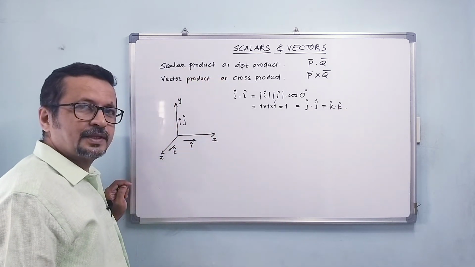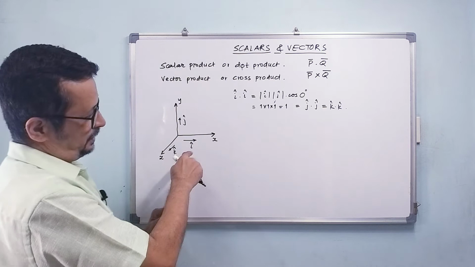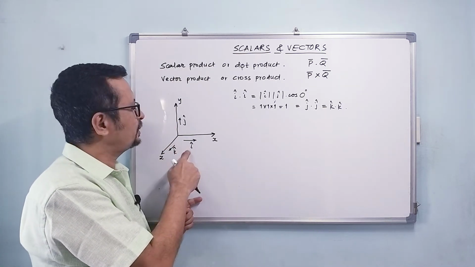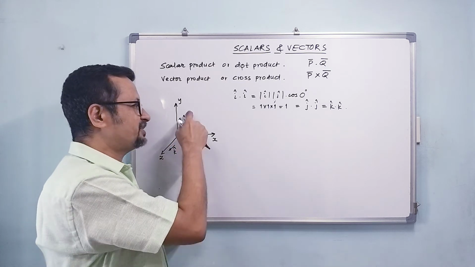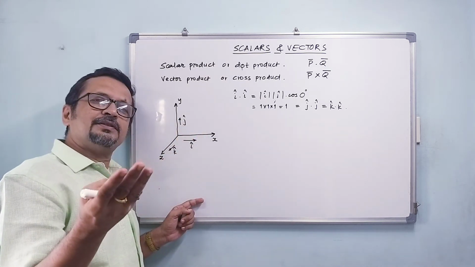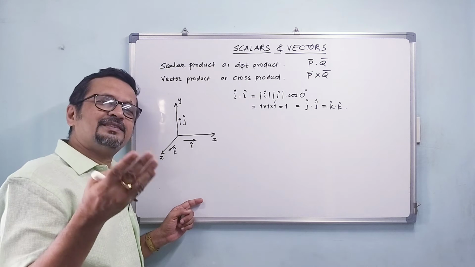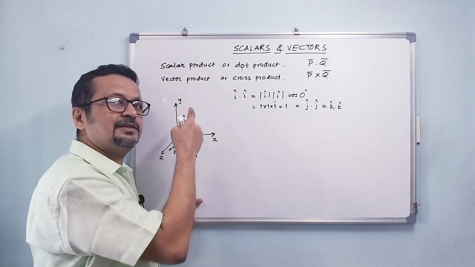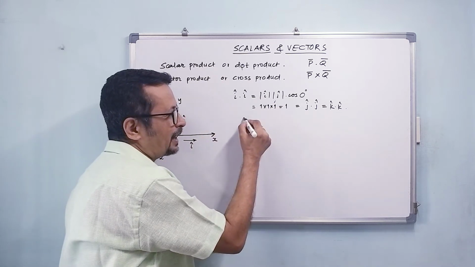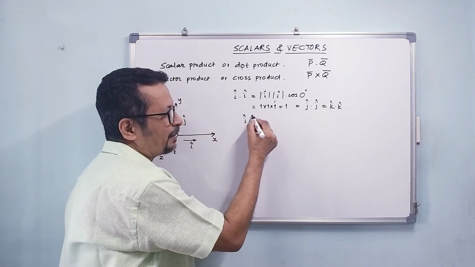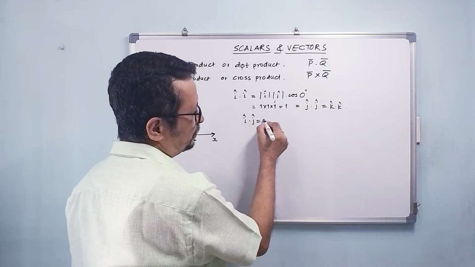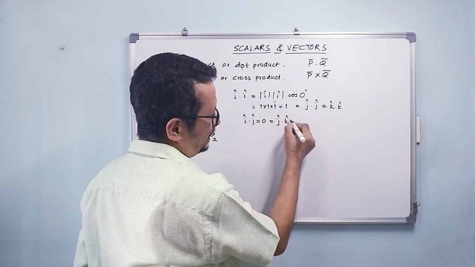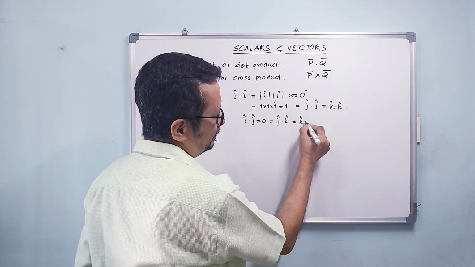Now I want to find what i cap dot j cap is. Your x, y and z axes are mutually perpendicular. So the angle between my x axis and y axis is 90 degrees. So i cap dot j cap would be equal to 0, and that would also be equal to j cap dot k cap, and that would be equal to k cap dot i cap.